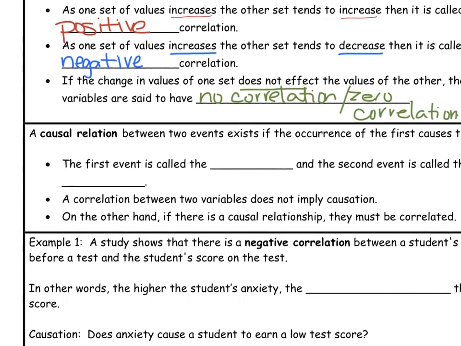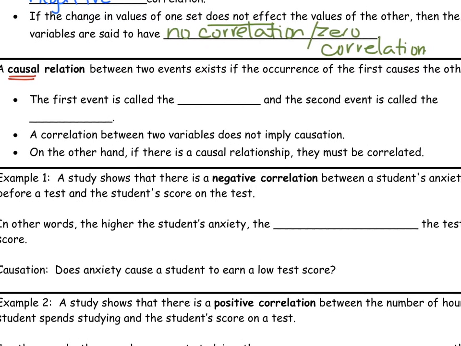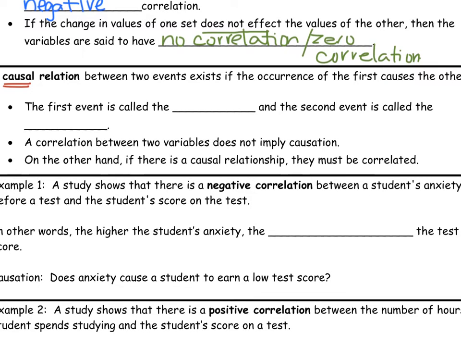So we're going to take a look at two relationships. We're going to take a look at a causal relationship. And what that means is, this relation exists between two events if the occurrence of the first event causes the other event. So that would be a causal relationship. The first event is called the cause, and the second event is called the effect.